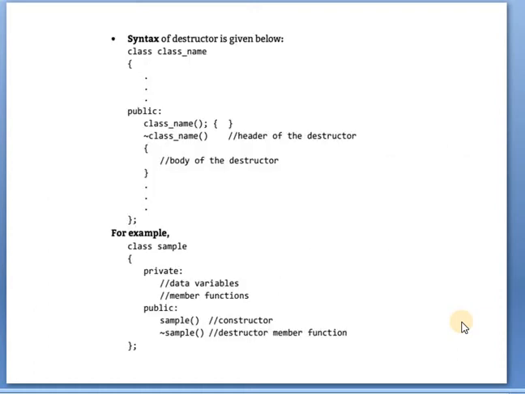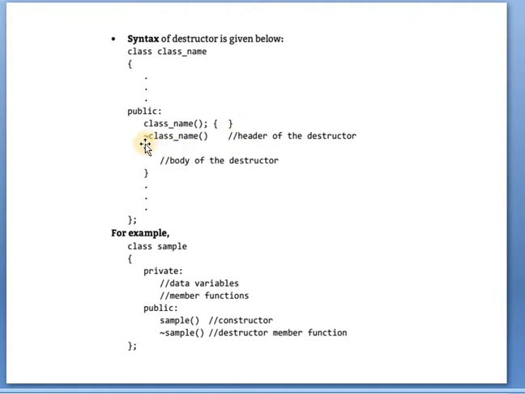Now we will see the syntax. Class name, public, class name, this is the constructor. Why? Because the name is the same as the class name. Okay, and now this is the body of the constructor.